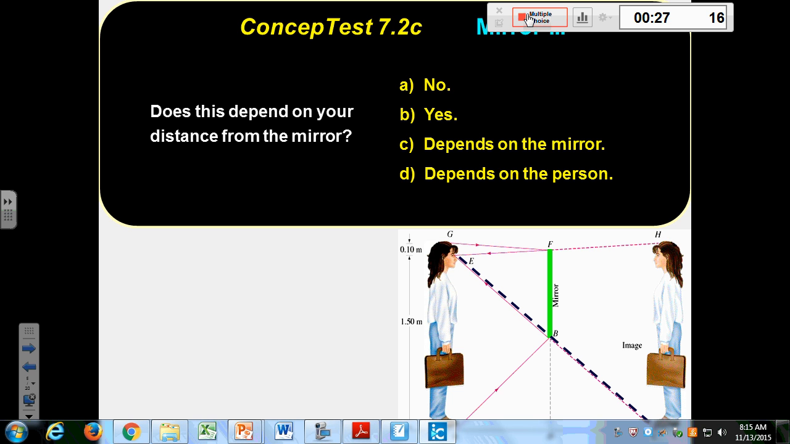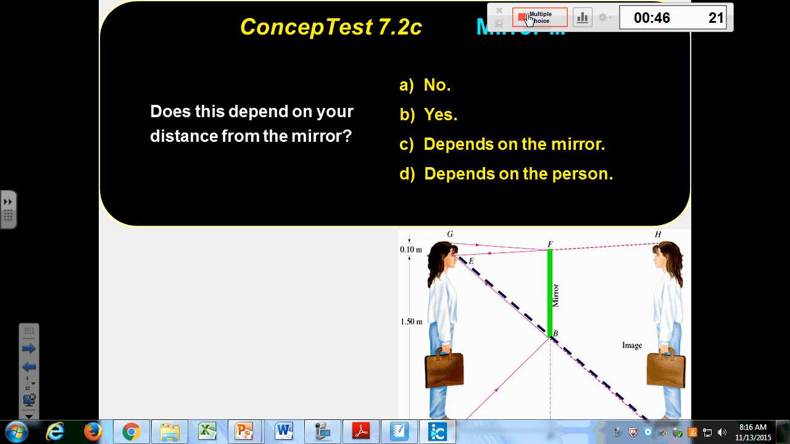Now, if you lean in towards the mirror and change the angle that you're looking at the mirror, it will change what you see. But if you back away from the mirror and you keep your head level and your eyes straight ahead, you'll still see the same amount. You won't see more of yourself. You'll still see the same amount of your body regardless of how far away you are from the mirror.